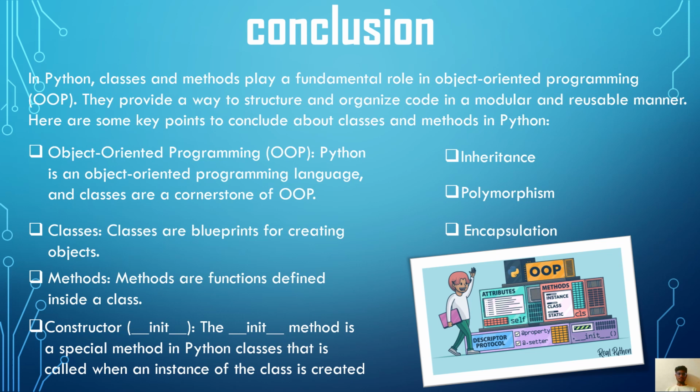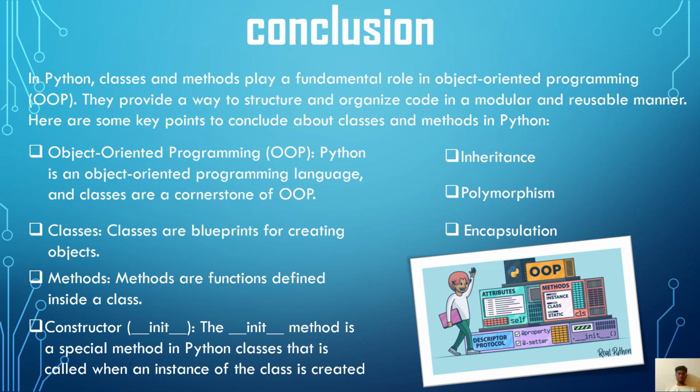Now let us come to a conclusion. In Python, classes and methods play a fundamental role in object-oriented programming. They provide a way to structure and organize code in a modular and reusable manner. Here are some key points to conclude about classes and methods in Python.